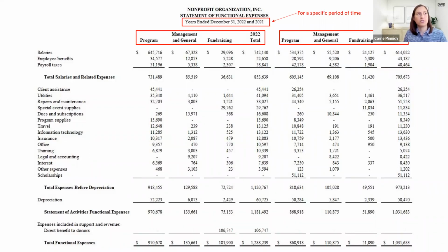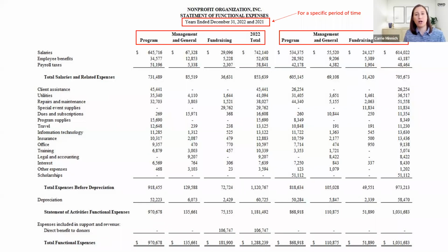Program expenses are those expenses that are related to offering that program, your mission, what you are in existence to do: salaries, supplies for the program. Maybe if you have building related costs that relate to the specific portion of the building that is being used for that program. Management and general expenses are those general business expenses that you have to have.